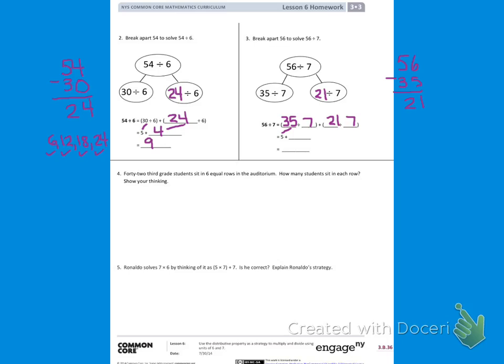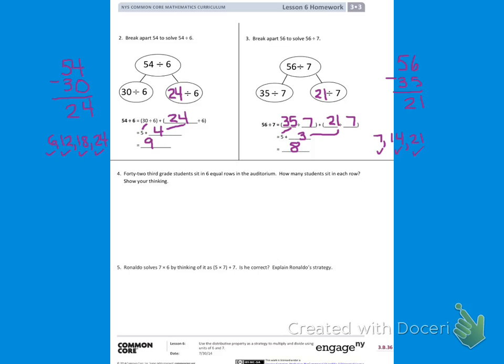But what's 21 divided by 7? If you don't know, skip count. 7 plus 7 more is 14, plus 7 more is 21. So 21 divided by 7 is 1, 2, 3. This 3 is the answer to 21 divided by 7. And 5 plus 3 more is 8. 56 divided by 7 is 8.